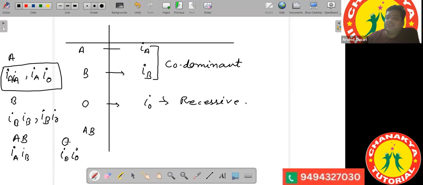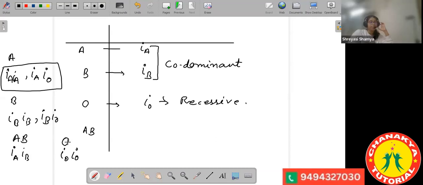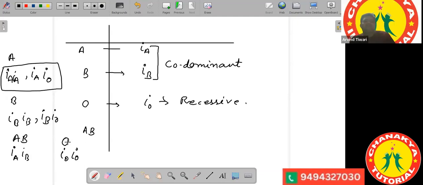So, understood these blood groups and what type of alleles may be present? Is it possible that if the parents have the blood group A, the child can have an O blood group? Is it possible that both the parents have the A blood group and the child has the O blood group?